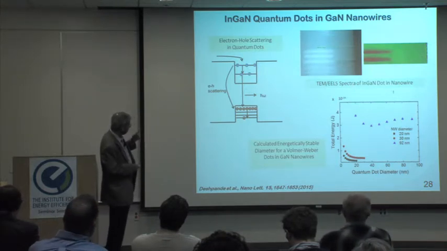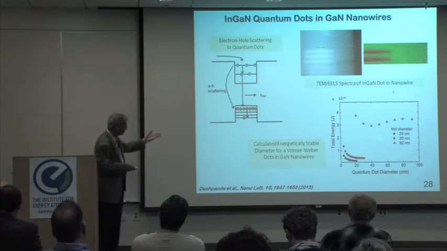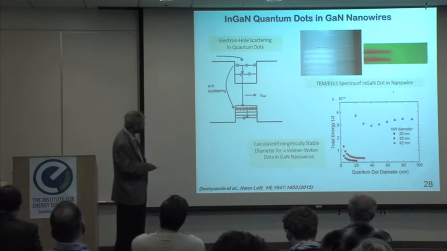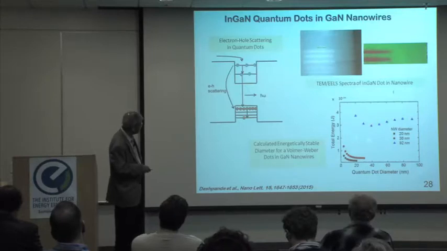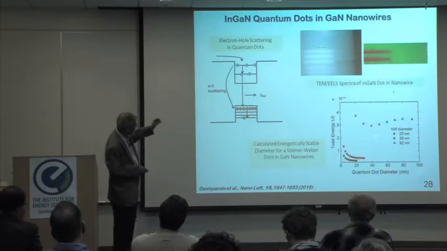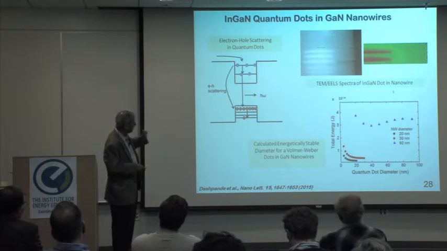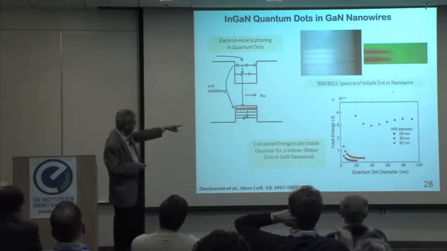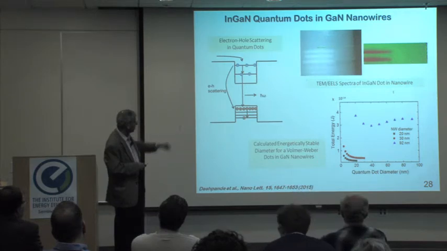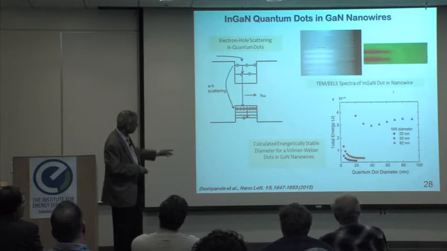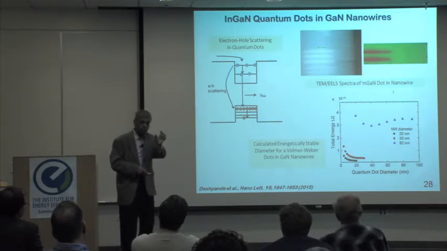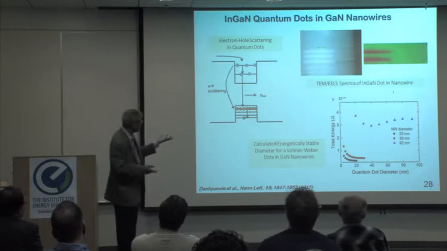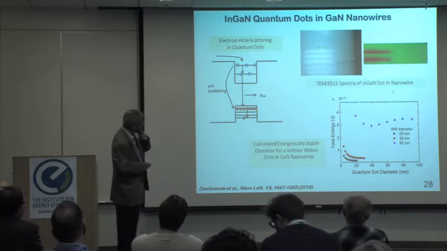We've done an energy minimization calculation, a finite element calculation, taking into account the strain energy, the interface energy and the surface energies of both the InGaN and GaN. And yes, you see the formation of a 30 to 40 nanometer dot in a 90 nanometer nanowire, exactly as it shows in the experiments. And in smaller nanowires, you will also form dots where the dot size will be limited by the diameter of the nanowire. Now, how do you explain all this?